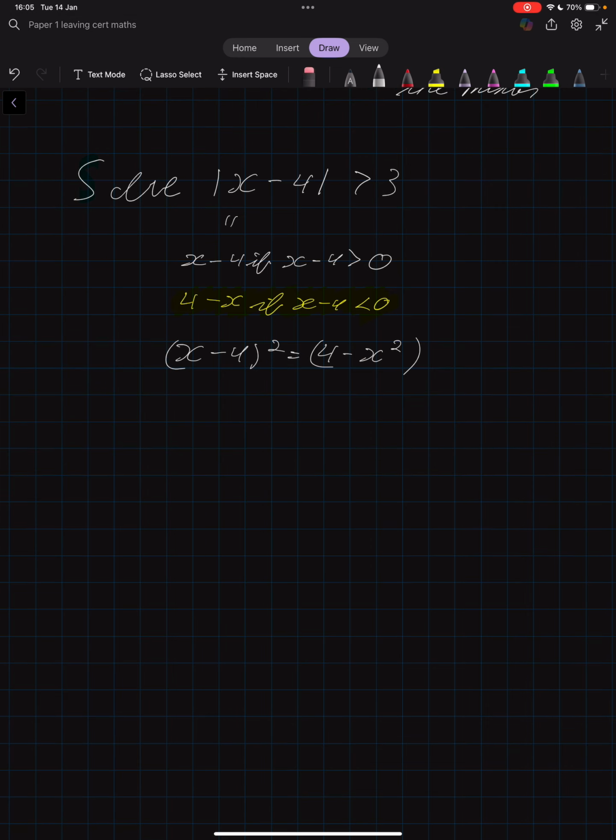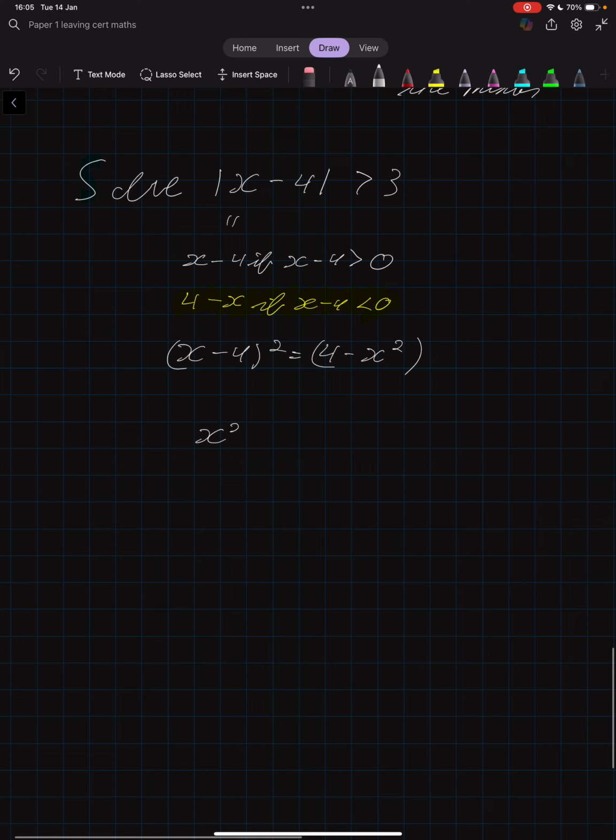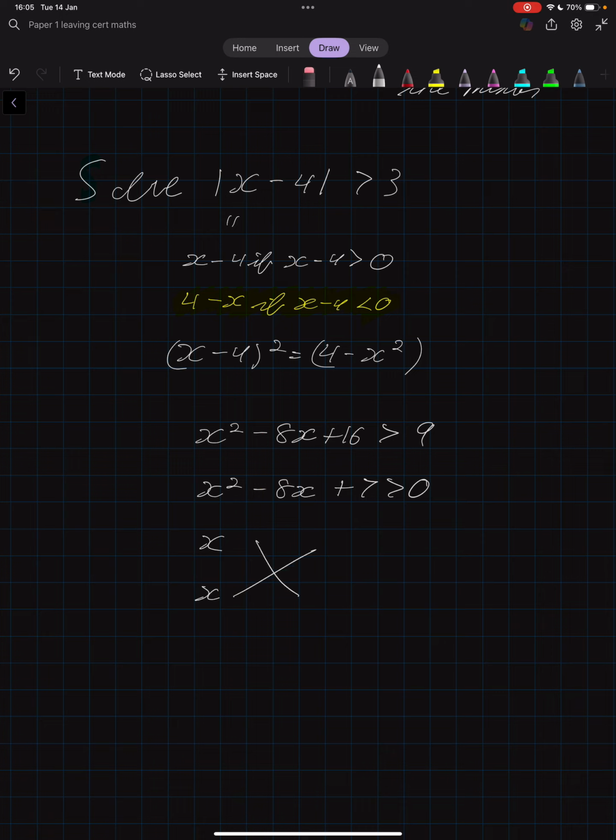Therefore, I can just square the thing on the left, and then all of a sudden, all my problems are solved. So I get x squared minus 8x plus 16 is greater than 9. So x squared minus 8x plus 7 is greater than 0. This factorizes into minus 7 and minus 1. So we get that x equals 7 or x equals 1.